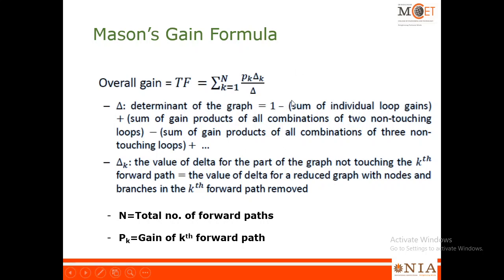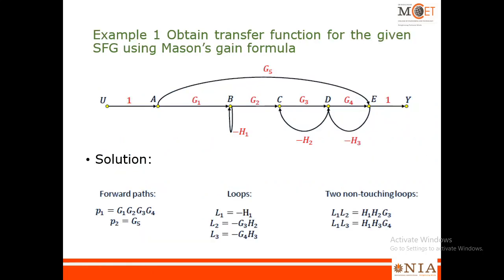Okay, so here is a signal flow graph. Now let us find the transfer function. The first point is you have to find how many forward paths there are. Let us identify how many forward paths there are.